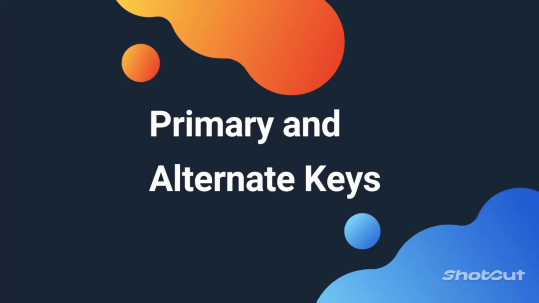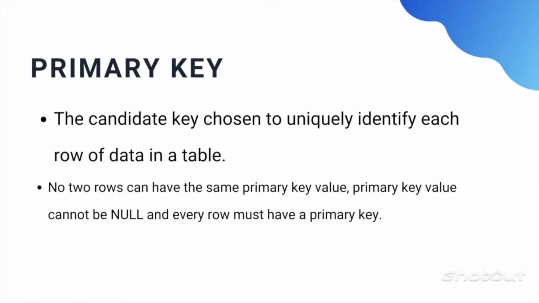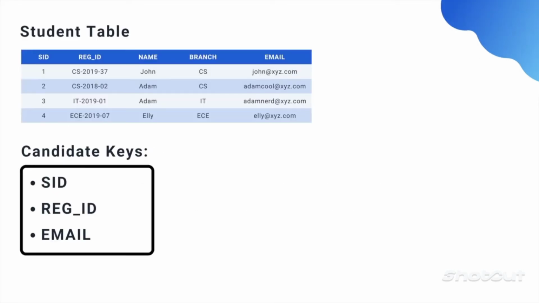Now, moving on to primary and alternate keys. A primary key is a candidate key which is used to uniquely identify every row of data in a table. Now you must be thinking that we have 3 candidate keys and all of them can do so. Well, in that case, you can make any one a primary key. This is generally done by the database administrator to set a candidate key as a primary key.